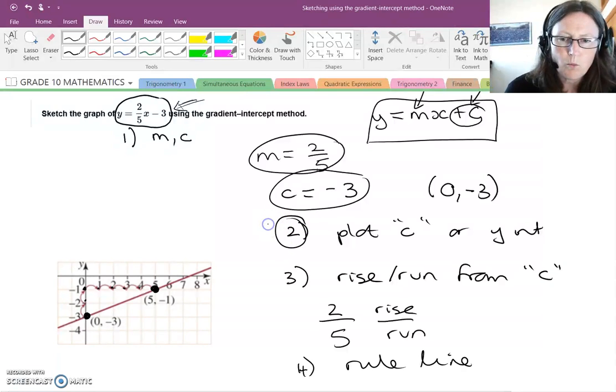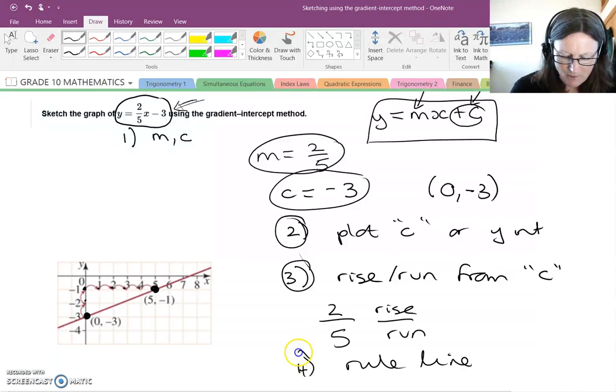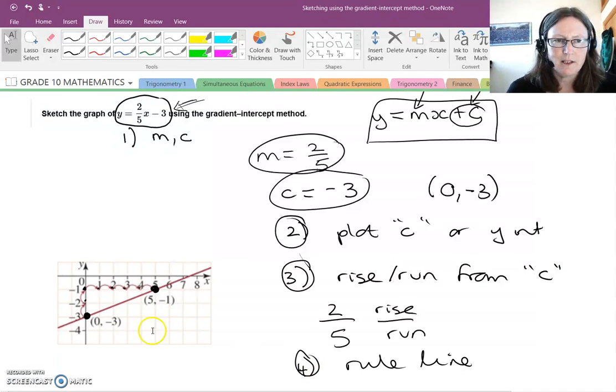Second step, we plot the y-intercept. Third step, from the y-intercept we rise and run the amount that the gradient tells us. And the last step is to rule a line between these 2 points.